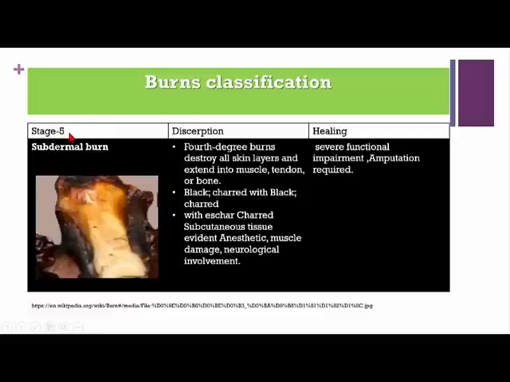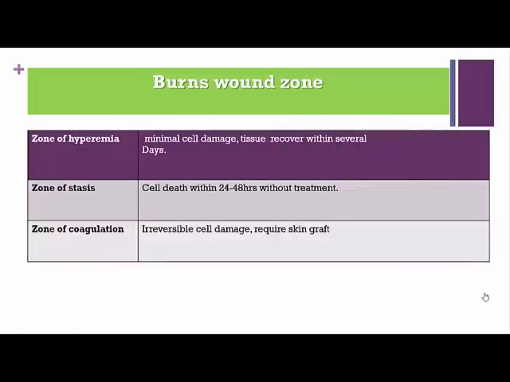Let's have a look at stage 5. This is a subdermal burn, a 4th degree burn; it destroys all skin layers and extends to muscle, tendon or bone. In this diagram we can see that it has reached up to the bone. So this is black, charred eschar or subcutaneous tissue with anesthetic or muscle damage. Here nerve endings are also involved, so neurological involvement is also there. Healing: here severe functional impairment is there and this is irreversible, so amputation is required.